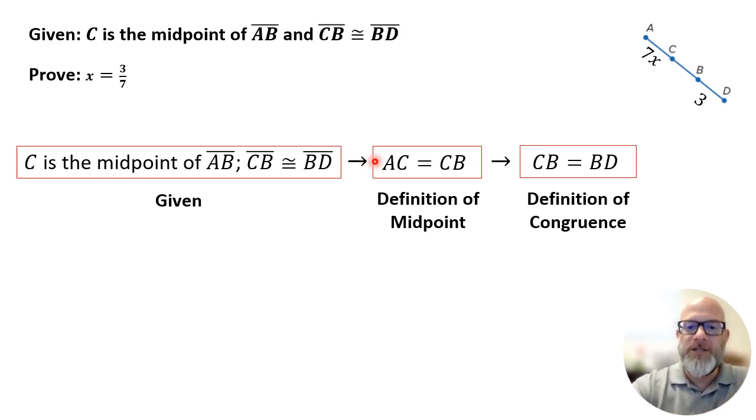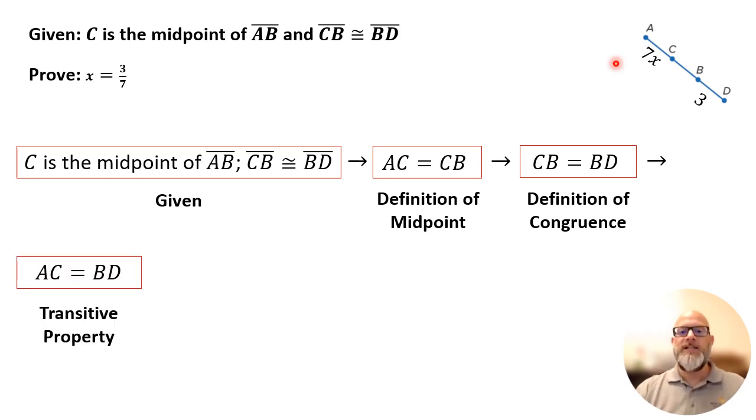All right, now you see it, don't you? AC equals CB, CB equals BD. Therefore, what can we say? We can say that AC equals BD. What property is that? AC equals CB, CB equals BD, therefore AC equals BD. Come on. It's the transitive property of what? Of donkeys? No, of equality, because we're using equal signs. So the transitive property of equality. All right, what's our next step?